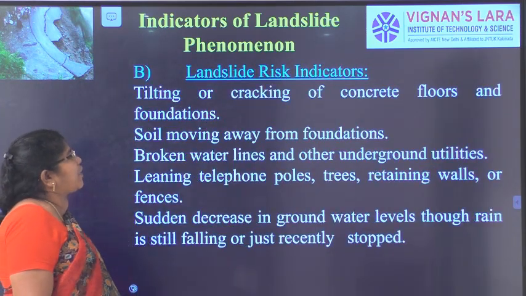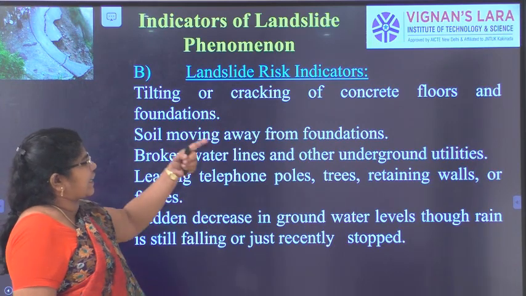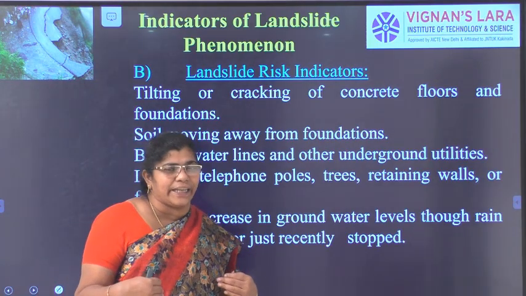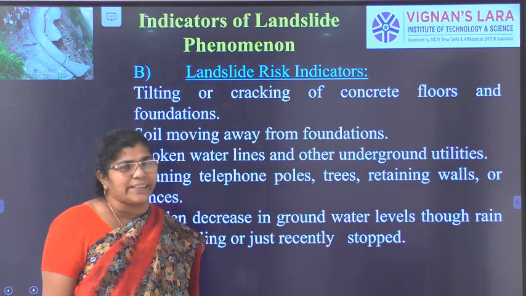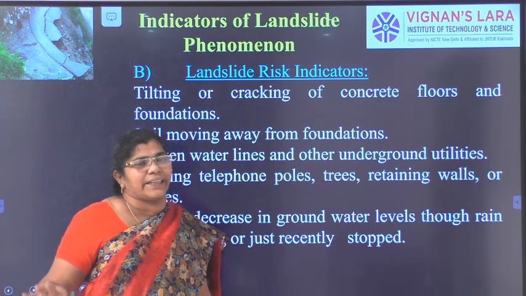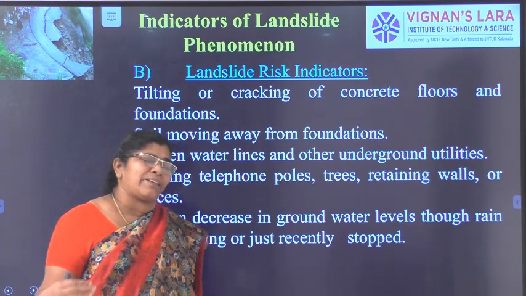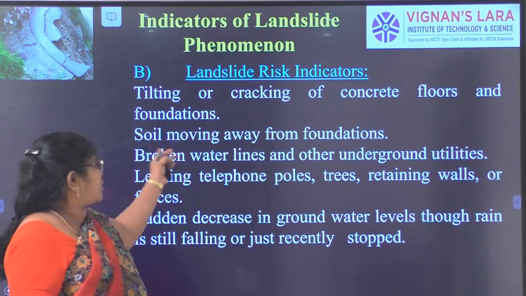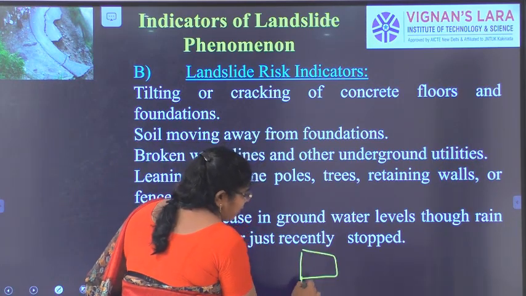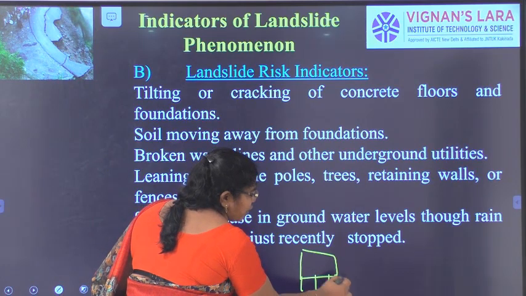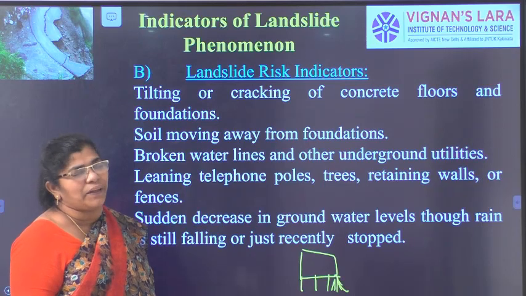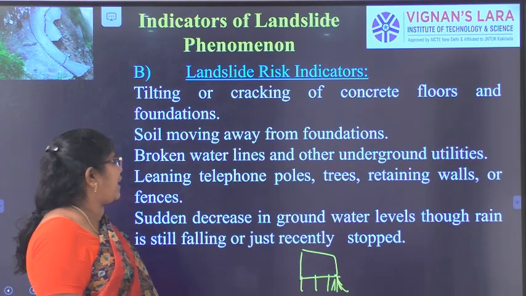The next one, what are the risk parameters? Tilting or cracking of concrete floors and foundations. If my home is in a hilly area and there is unusual cracking, I can know that some disturbance has taken place below the ground level, so there will be a landslide. Soil moving away from the foundation: if this is a building, the soil layer around the foundation will erode, and that is another indication of a landslide.